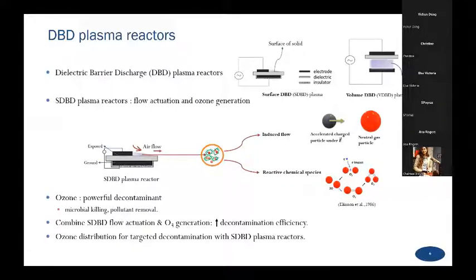Now, ozone is a powerful decontaminant because of its high oxidation potential, and it destroys microbes as well as pollutants through a series of oxidation reactions. The main focus of this research is to combine SDBD flow actuation and ozone generation to increase decontamination efficiency. Although DBD reactors have been widely used for flow control and as ozone generators separately, the flow control mechanism has not been implemented in the decontamination area. That is the focus of this research: to use that flow actuation to distribute ozone to achieve targeted decontamination.